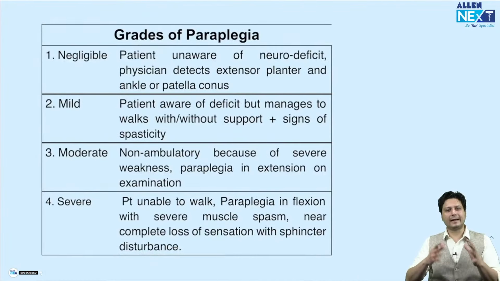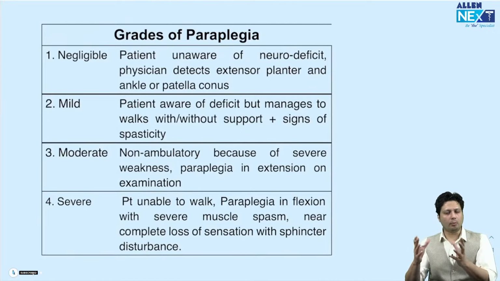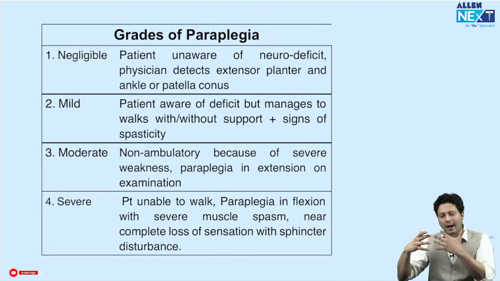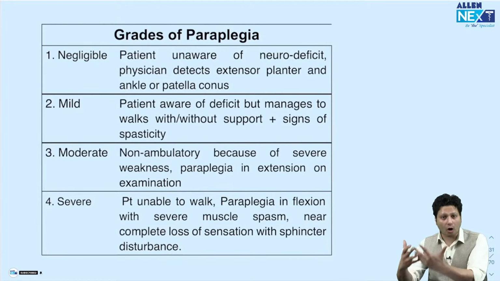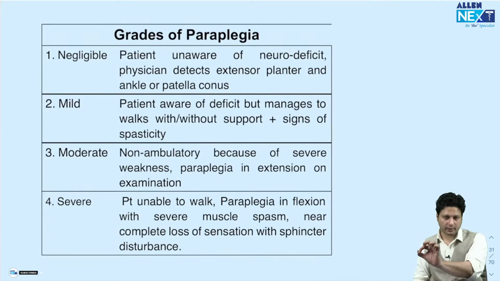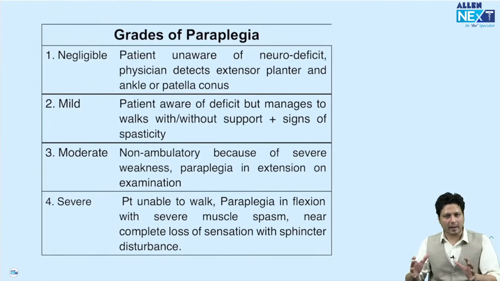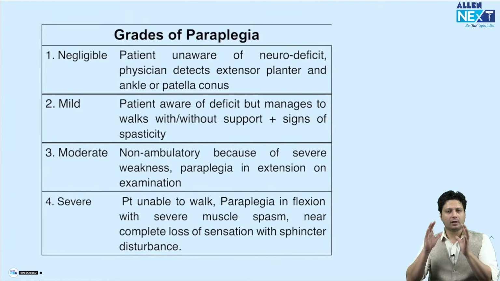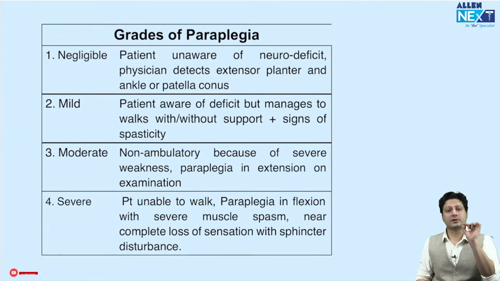As far as grades of paraplegia are concerned, it starts from no motor power loss, to some motor power loss, to a motor power loss on the basis of which the patient cannot walk, and finally the loss of bowel and bladder control with incontinence. As far as these progressive grades of paraplegia, or progressive neurological deficit, are concerned in tuberculosis of the spine, it is very important for you to remember about stage 4.